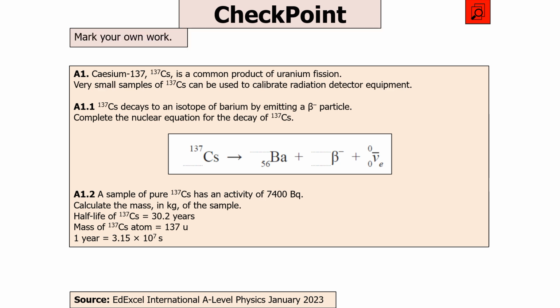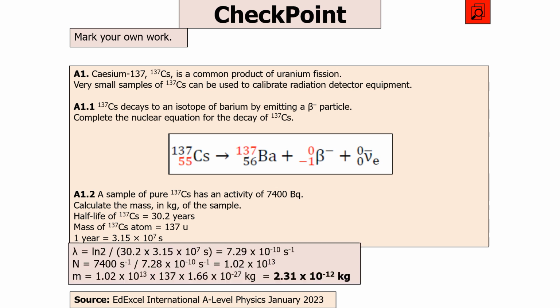Right, in this one again, we know that by this decay, cesium has lost a proton, so therefore it's going to be 55, the same number of nucleons, 137, beta minus, 0 minus 1, and again it's the same process going through here, except now we're looking for mass, so how we could work it through is do decay constants, log 2 over the half-life, so we work out the half-life in seconds, so 7.29 times 10 to the minus 10 seconds to the minus 1.